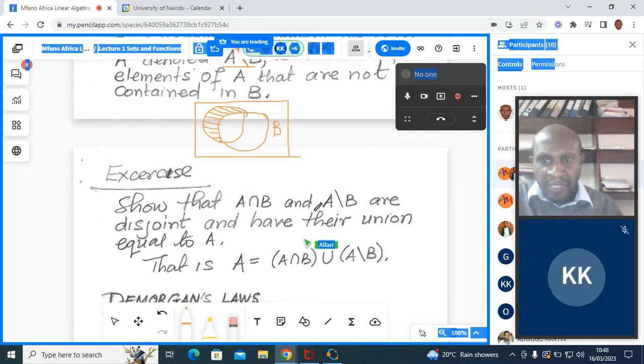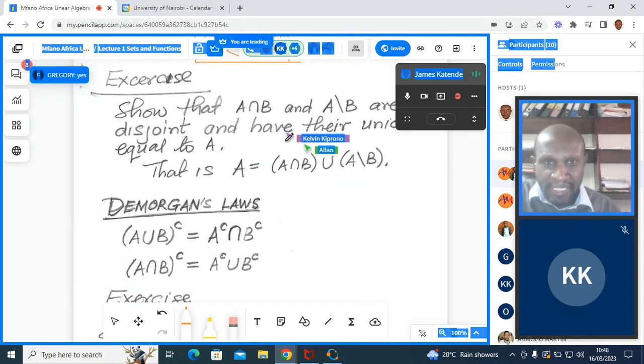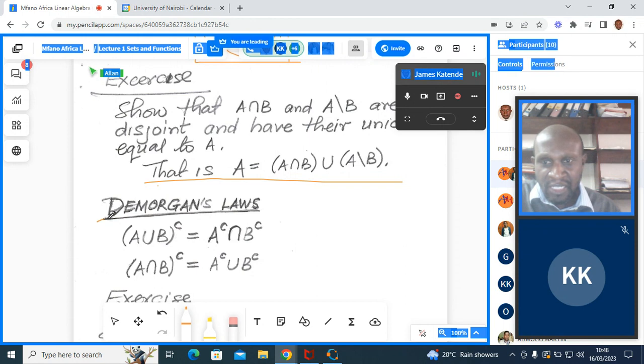Okay. So here is an exercise for you. I think since you have access to this document, you can look at it later and work on it. So the next one is the famous De Morgan's laws.